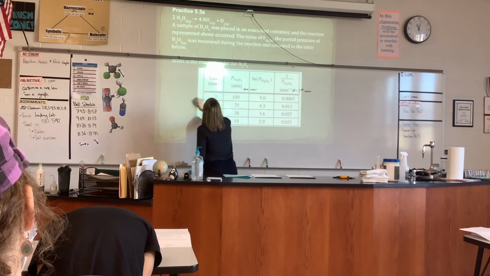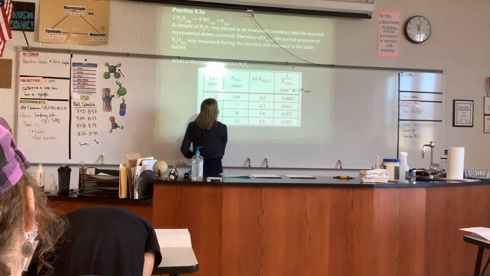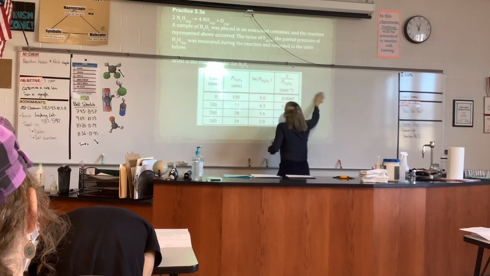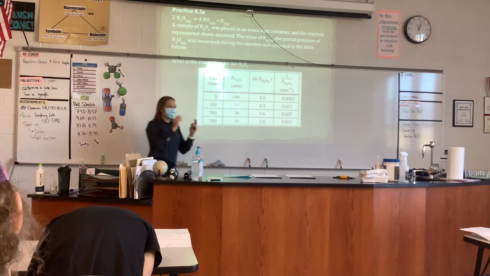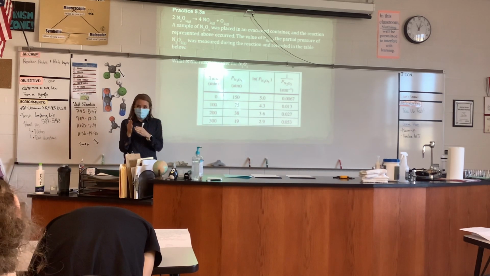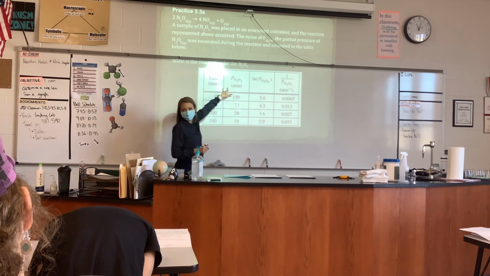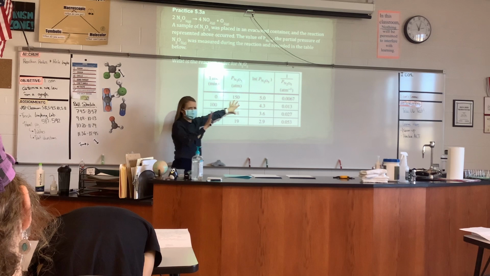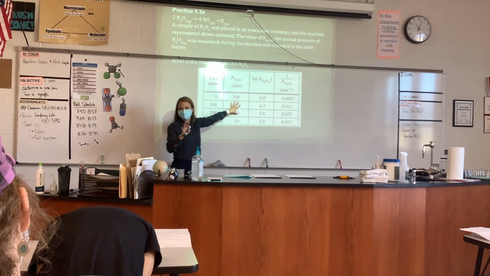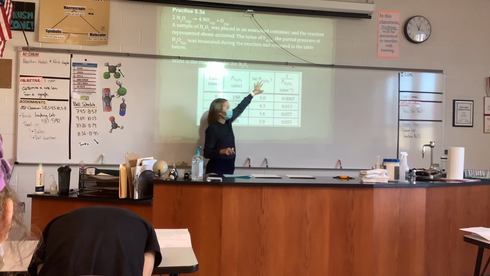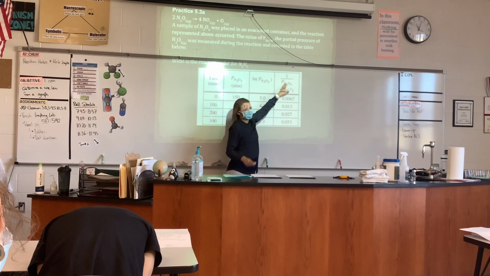It says, what is the reaction order for N2O5? Notice, it's not showing us graphs, but it's showing us data. In a sense, this would be our zero order relationship, because it's just pressure, which is proportionate to concentration. Natural log means first order, and then 1/[A] is second order.